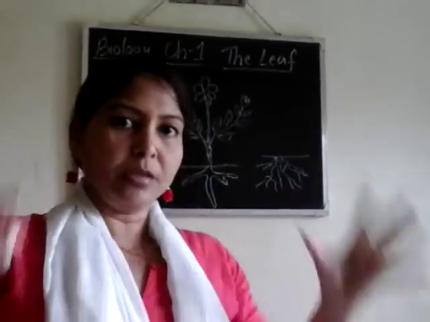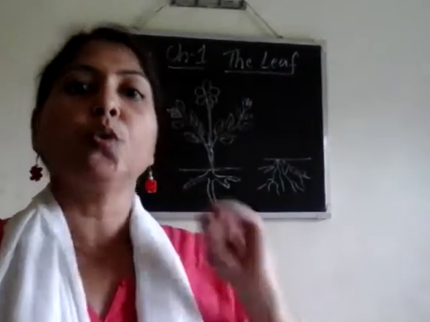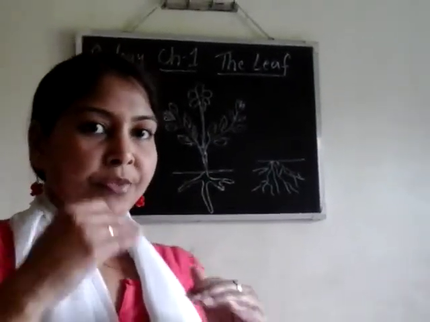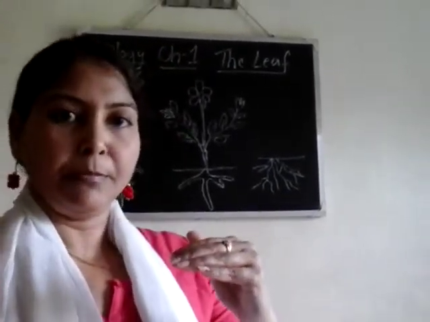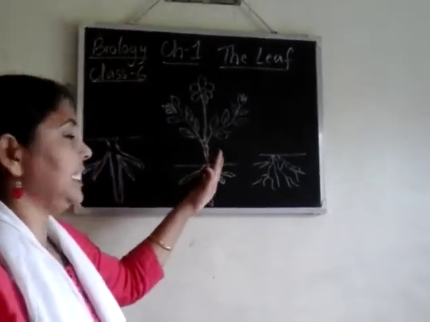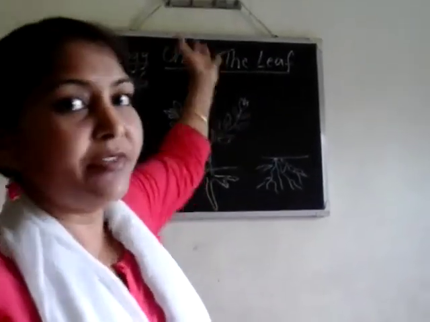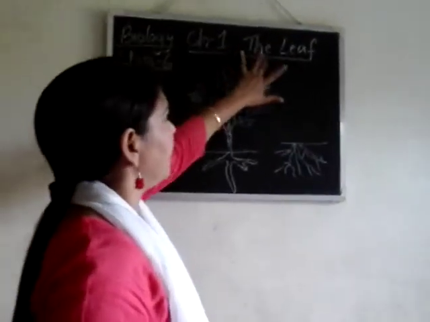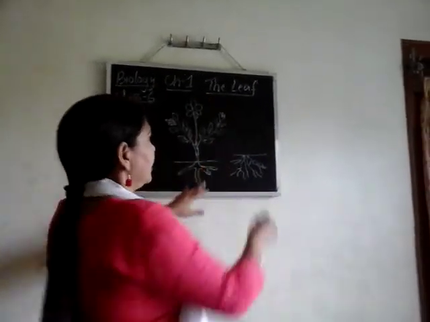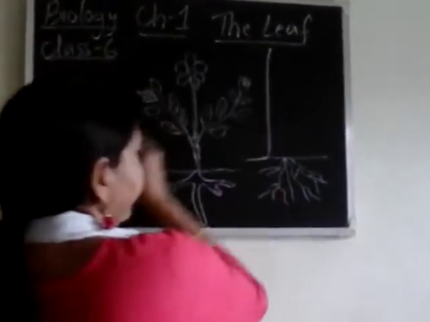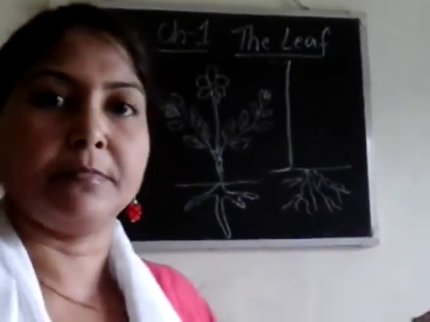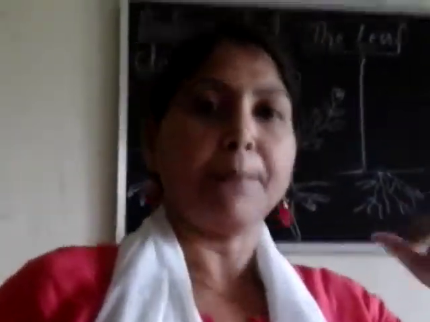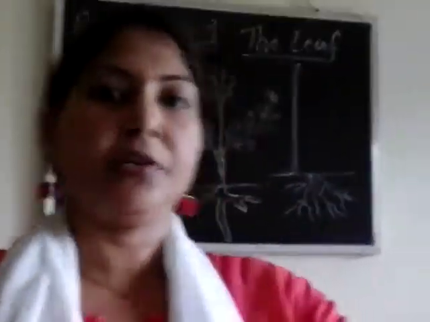Now all these parts are divided into two main parts. What are they? The parts which are above the ground and the parts which are below the ground. Over here you can see the parts which are above the ground, above the soil. From here till here, this part is known as the shoot system. What is the shoot system? The shoot system is the part of the plant which is above the ground.